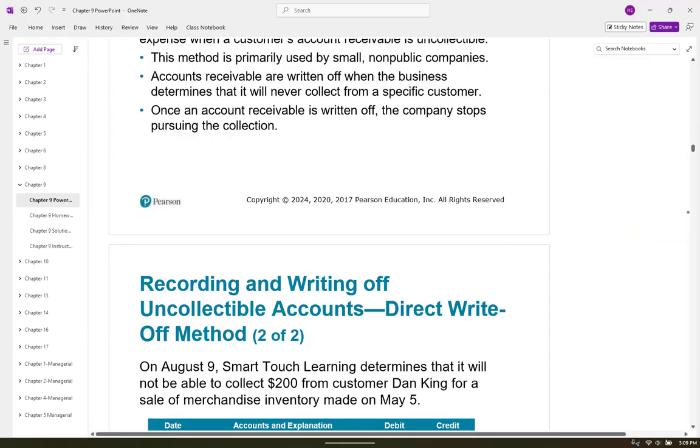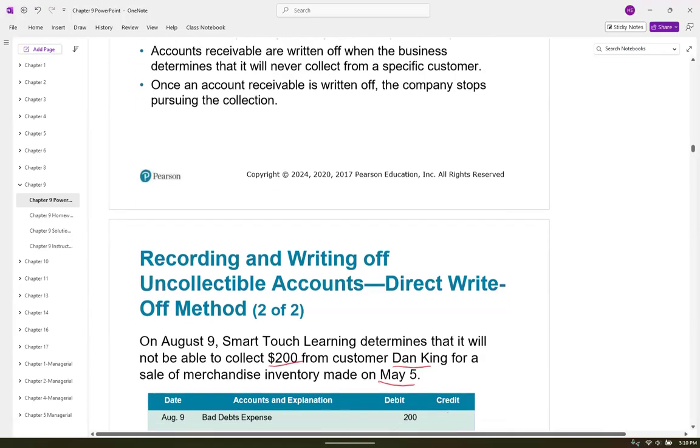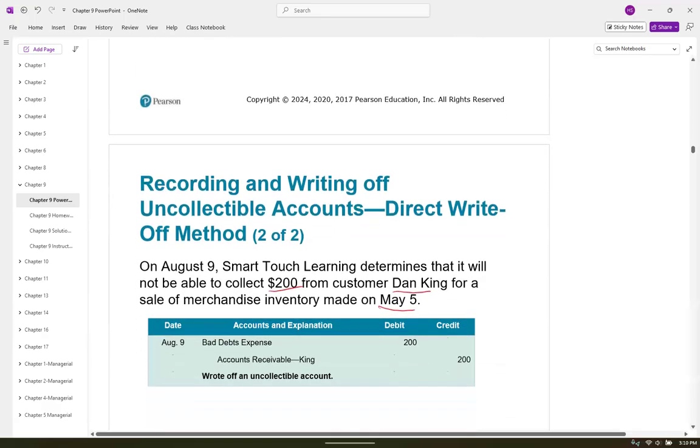August 9th, Smart Touch Learning determines that it will not be able to collect $200 from customer Dan King for a sale of merchandise made on May 5th. Bad debt expense is what we're going to debit. That will go to the income statement, and then the accounts receivable will go down.